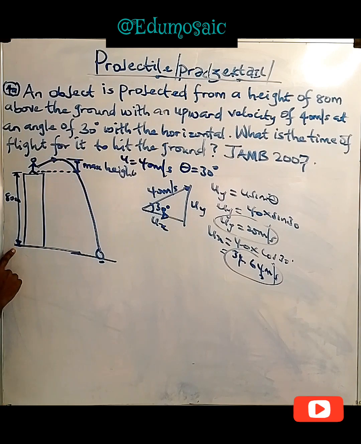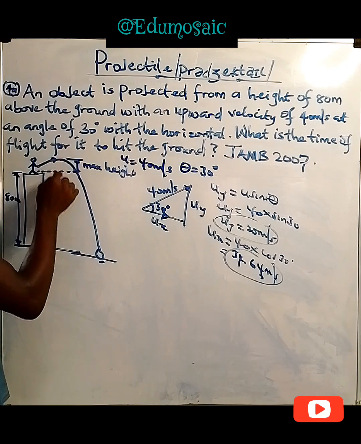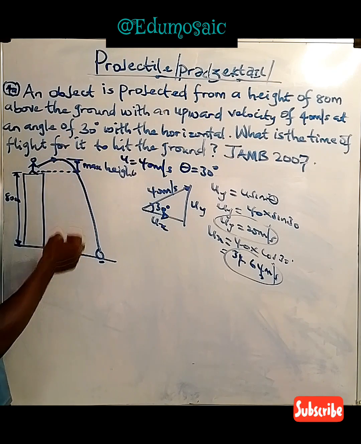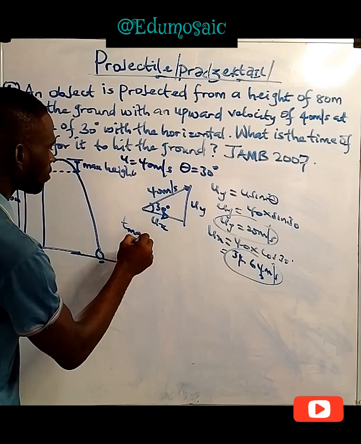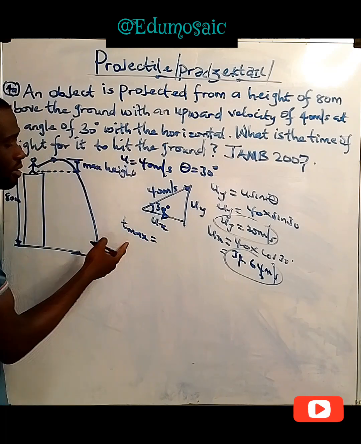Here to here is 80 meters. So we can get the time and the distance. We can also get the max height attained, and get the time to get the max height. So let's do that right away. What's the formula for the time it takes a body to get to max height?